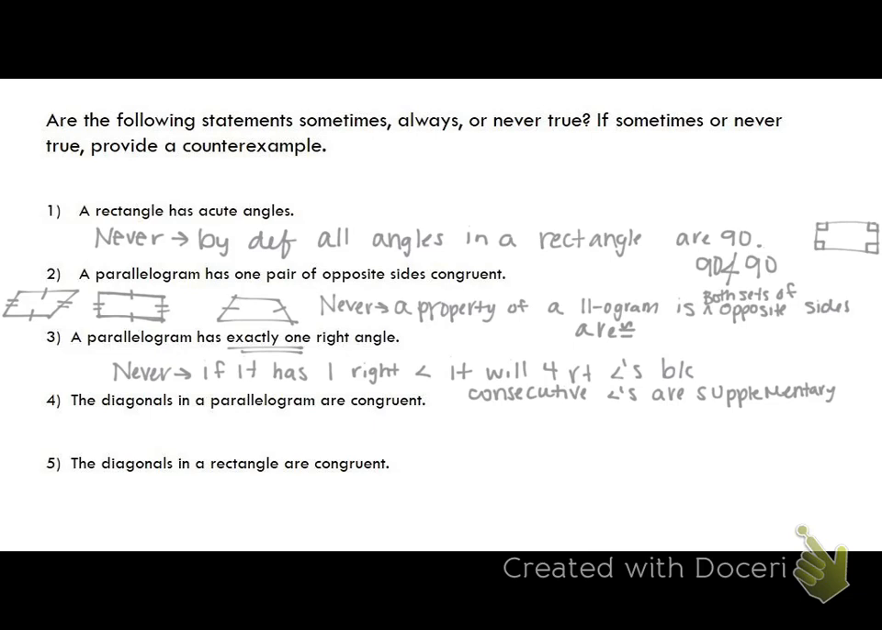The diagonals in a parallelogram are congruent. So let's draw some parallelograms. If this is my parallelogram, are these two diagonals the same length? Do they look the same length? No, but if this is my parallelogram, are my diagonals congruent? Yes. So is that sometimes, always, or never? Sometimes, and it's when your parallelogram is a rectangle.